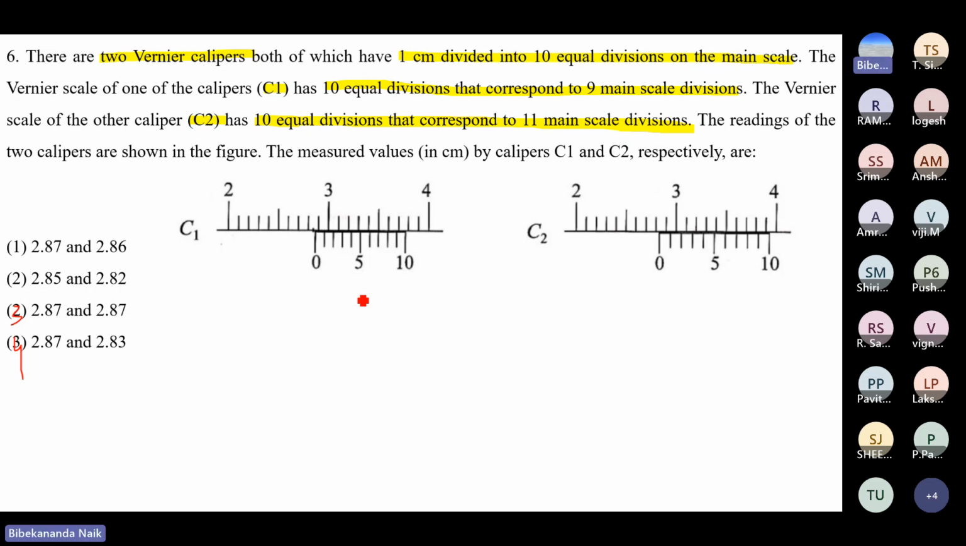Solve this question. Actually, there is a trick in this question. The trick is, in case of C1, it is pretty much convenient because 10 equal divisions corresponds to 9 main scale division. Like in the previous questions, we are calculating least count, and it was 1 main scale reading minus 1 vernier scale reading. So in this case, it will be 1 minus 9 by 10. So it will be 0.01 centimeter.